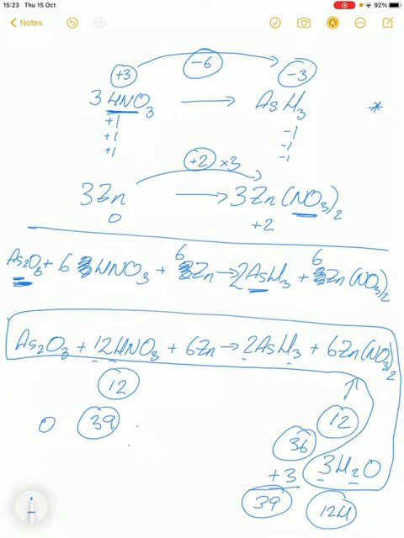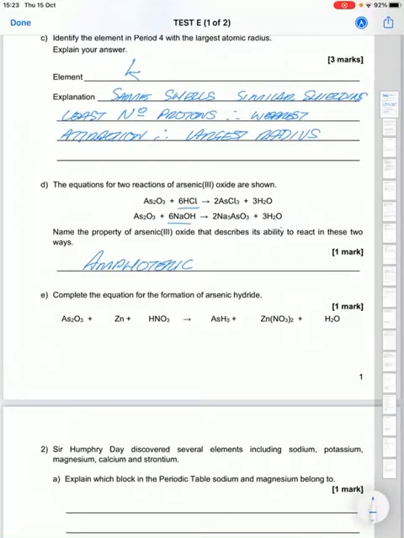So when I transfer those over to the paper, that will give me 6, 12, 2, 6, and 3. Okay, next one.